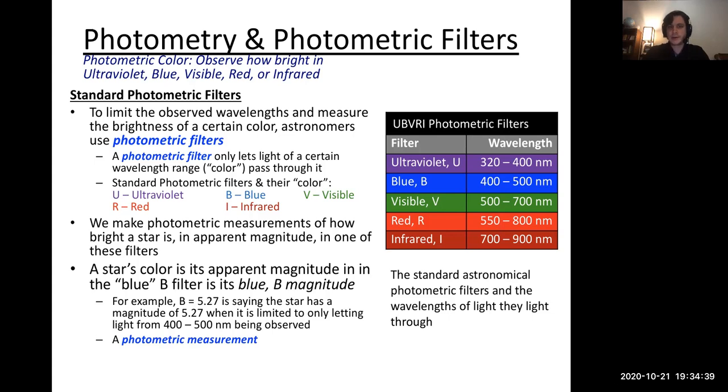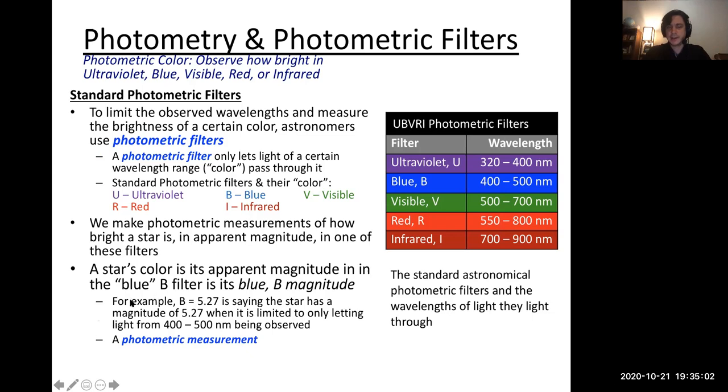So what we're actually going to do is, let's say we look at the sun, or a star that's very much like our sun. We would put in a blue filter and only let the 400 to 500 nanometer light in. And then we would measure the magnitude of that star, say in blue.